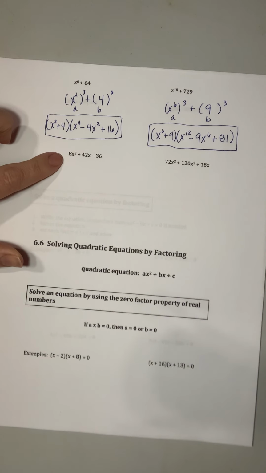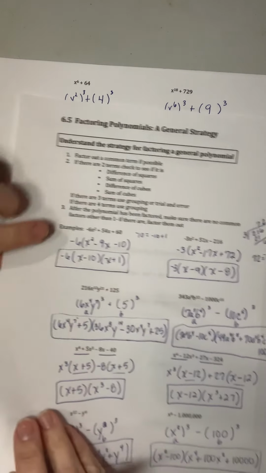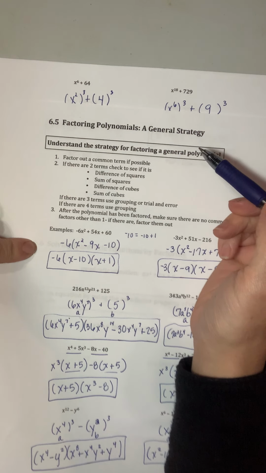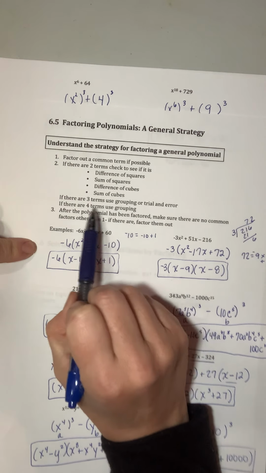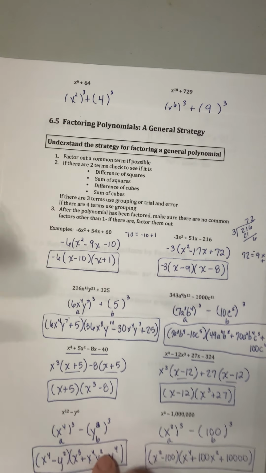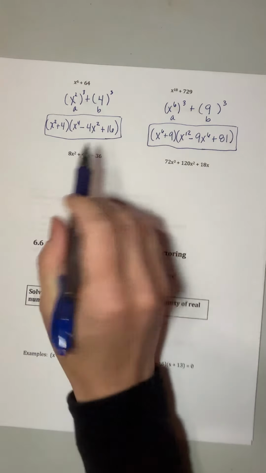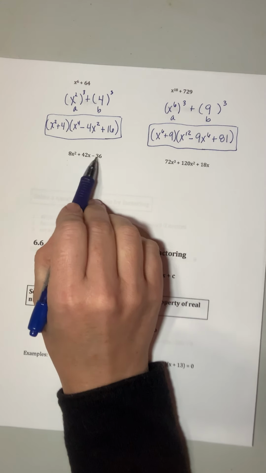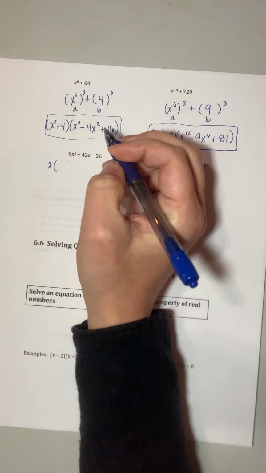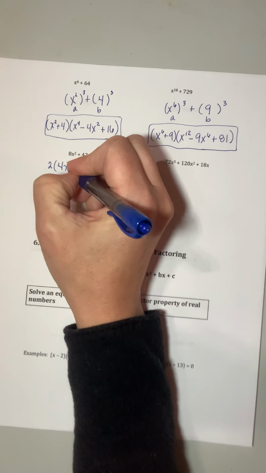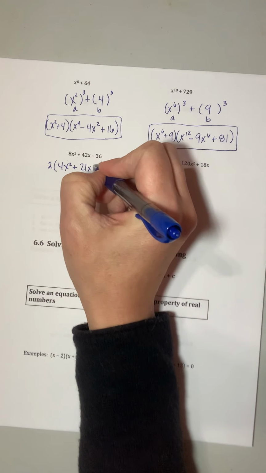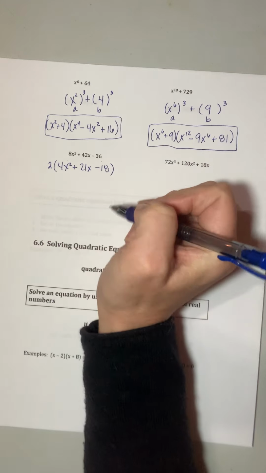Okay, I'm back to a trinomial. So I can't use difference or sum of squares or cubes. It's 3 terms, I can do trial and error. But also remember, always see if you can factor anything out first before you go any further. So can anything go into 8, 42, and 36? And the answer to that is 2. So that leaves us with 4x squared plus 21x minus 18.